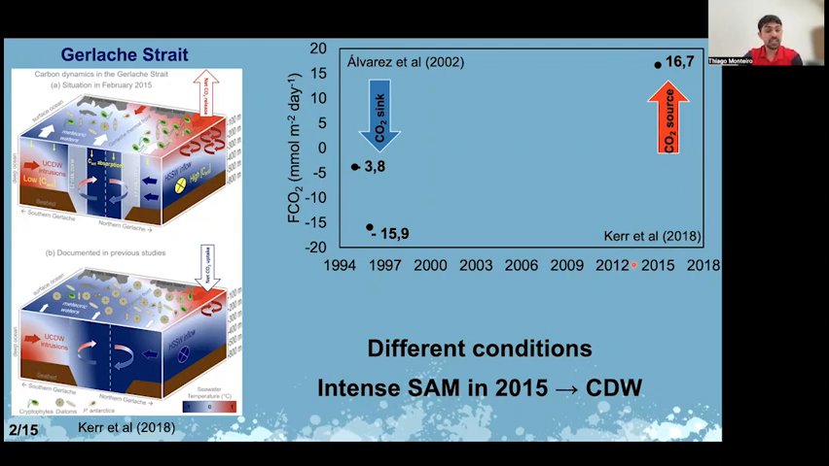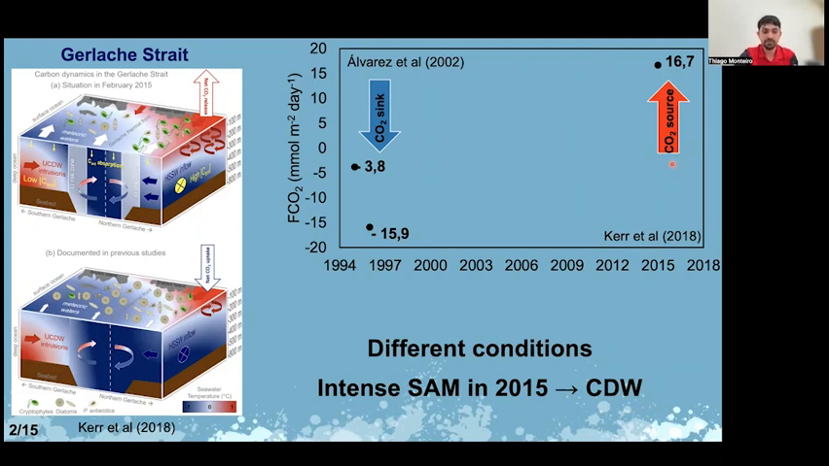And another important aspect was the intense positive SAM index identified this year, and the positive SAM index indicates more intrusions of the CDW along the Northern Antarctic Peninsula as a whole, but definitely more in the Gerlache Strait. So because of these two different conditions, this behavior of a CO2 source was identified in these different years.